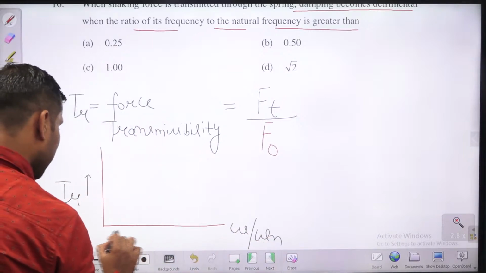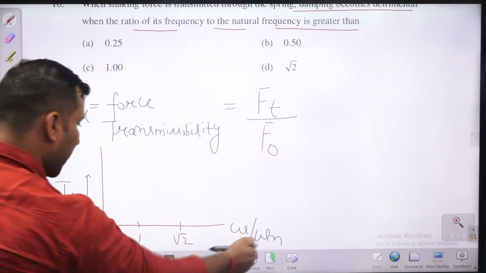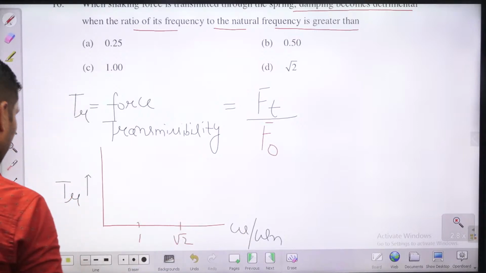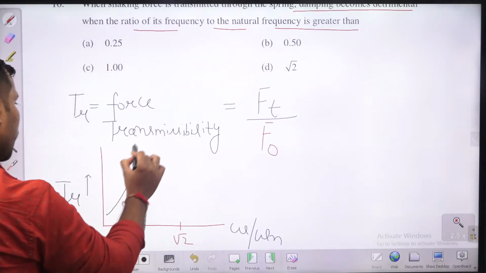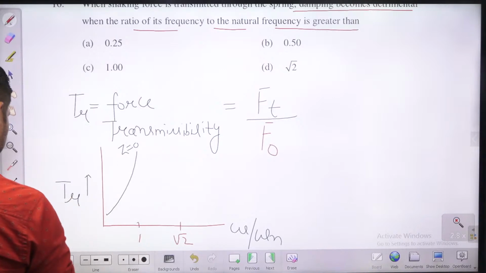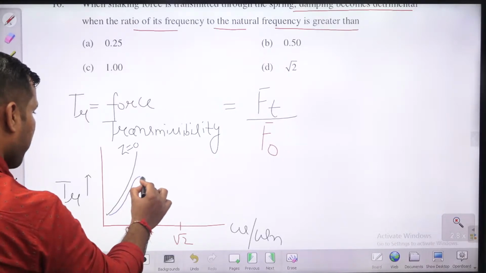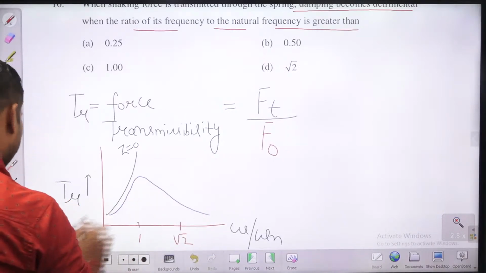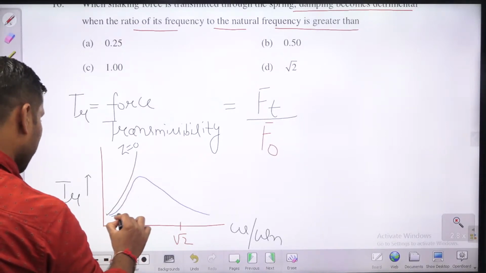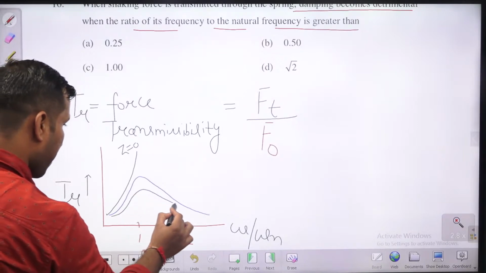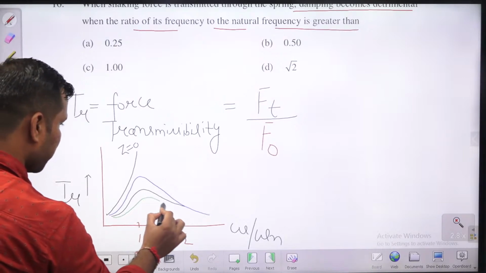Now suppose this is 1, and this is under root 2. So here omega by omega n is 1, and here you can have different plots, something like this. This is a kind of plot for zeta 0, no damping. This kind of plot you are going to get. For zeta greater than 0, again some kind of plot you will get like this. Let me take another curve, something like this.